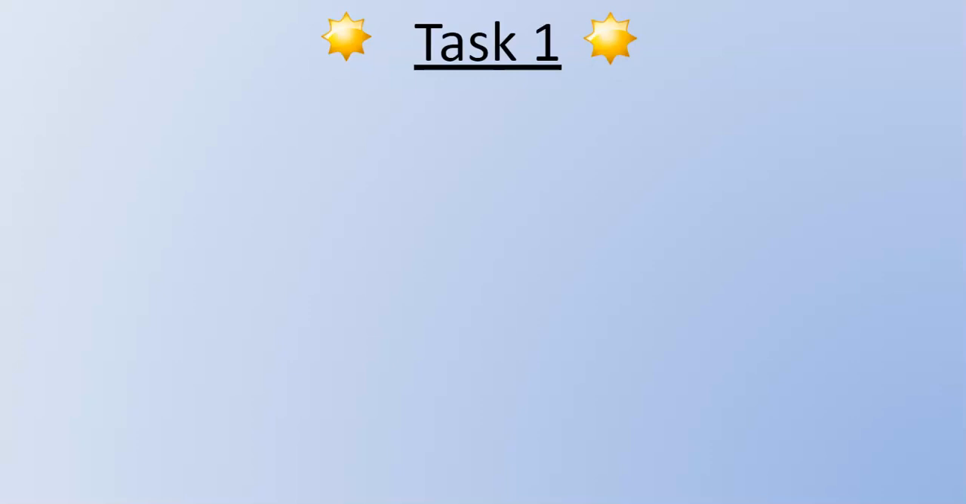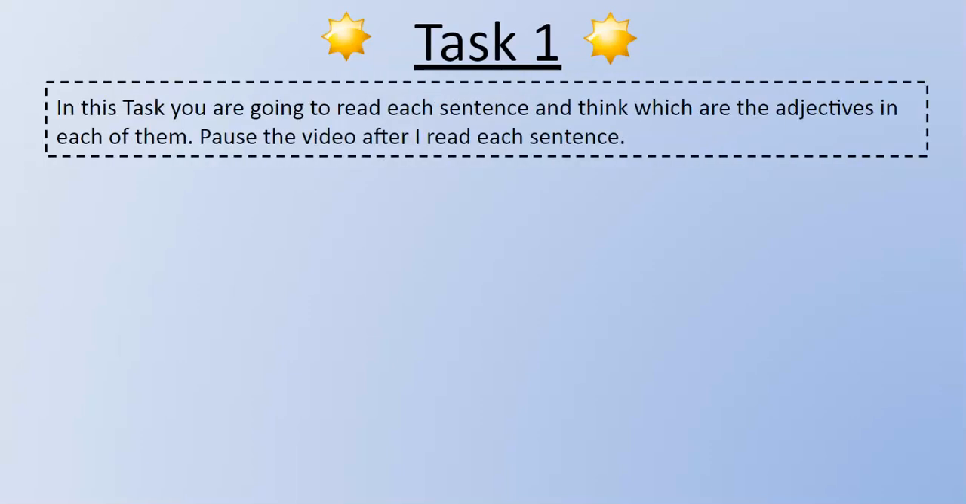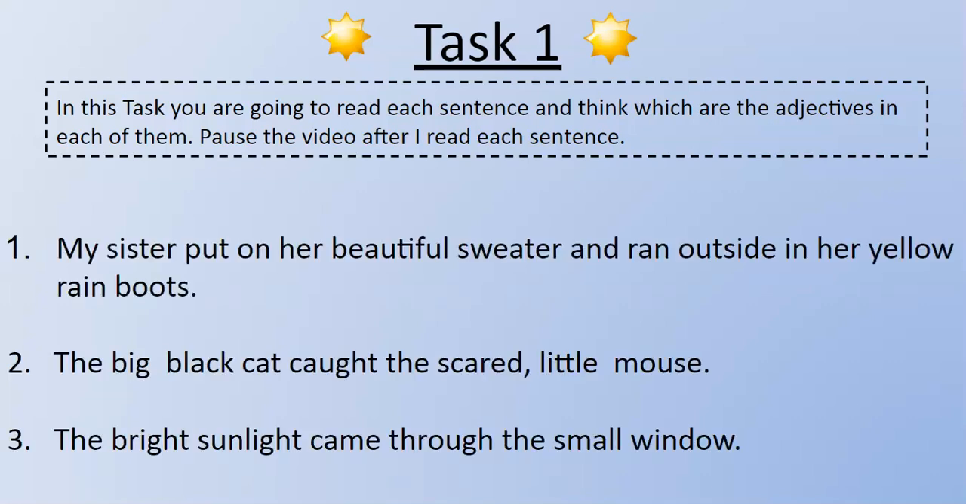Now we're going to start with our first task. In this task, you're going to read each sentence and think which are the adjectives in each of them. You're going to pause the slide after I read each sentence. My sister put on her beautiful sweater and ran outside in her yellow rain boots. The big black cat caught the scared little mouse. The bright sunlight came through the small window. I'm going to give you some time for you to think which are the adjectives in each sentence.